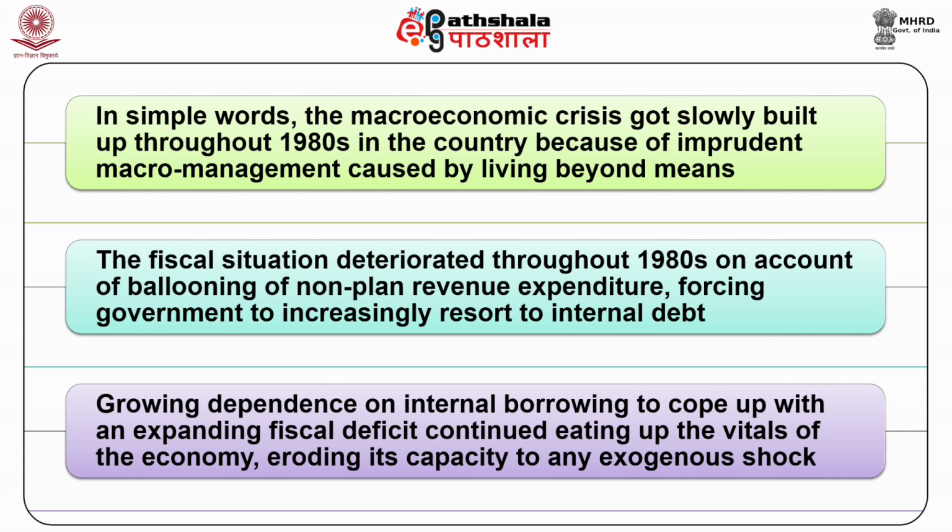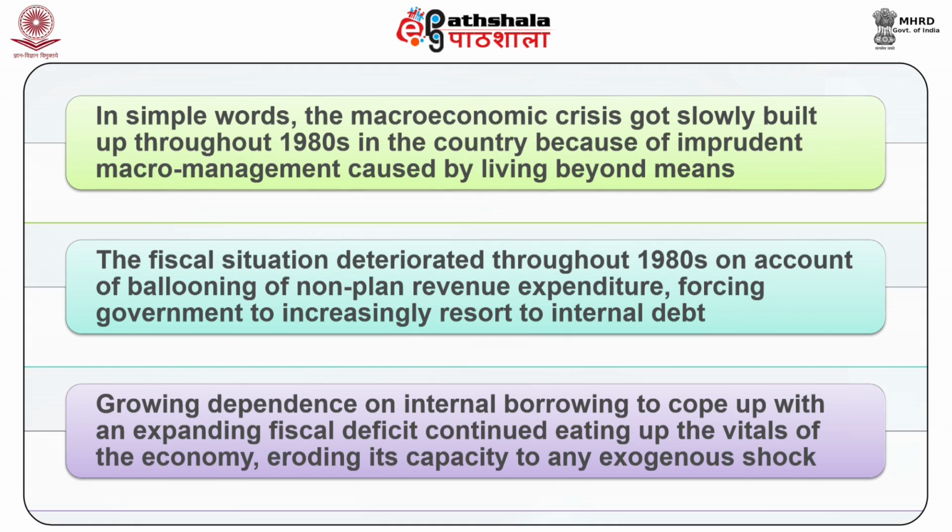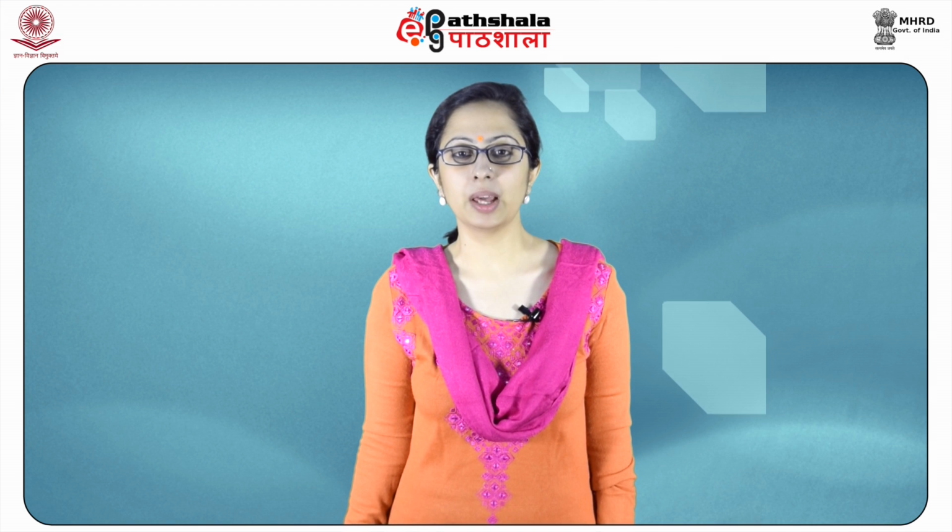growing dependence on internal borrowing to cope with an expanding fiscal deficit continued eating up the vitals of the economy, eroding its capacity to withstand any exogenous shock. The automatic monetization of budgetary deficit, made possible by a complete domination of fiscal policy over monetary policy, led to a huge growth in money supply.